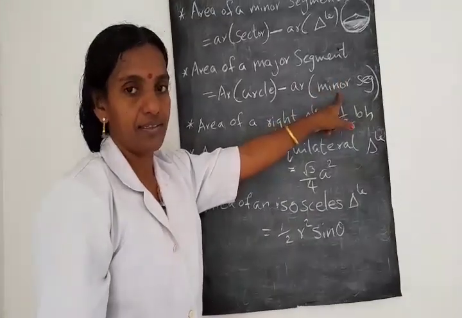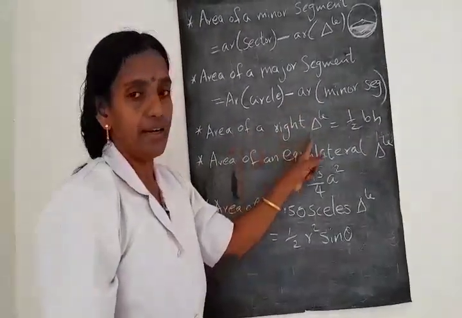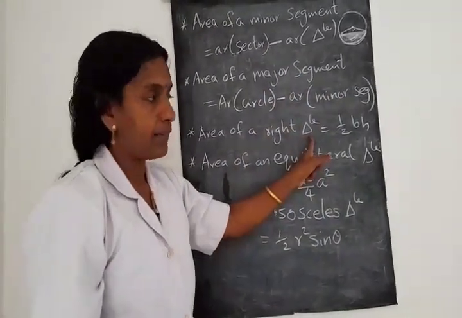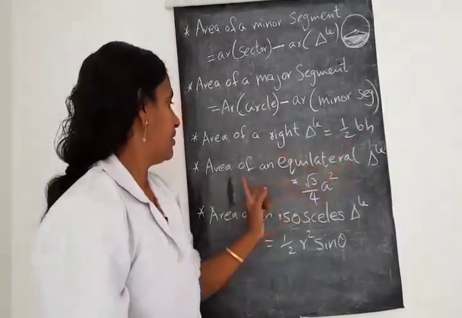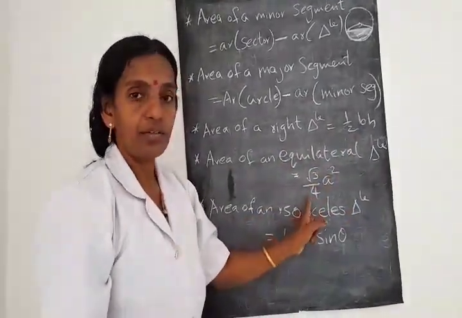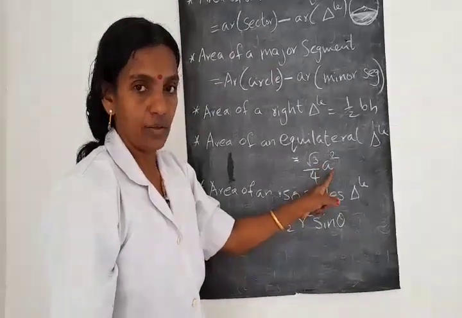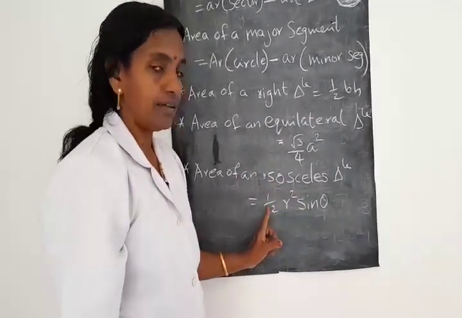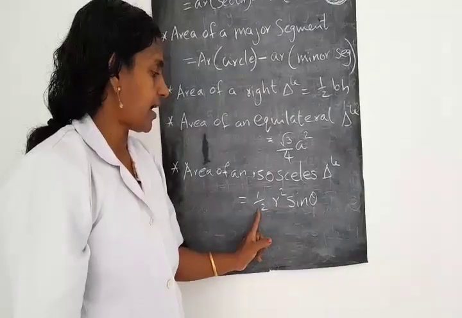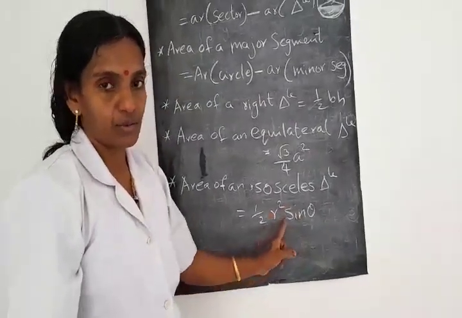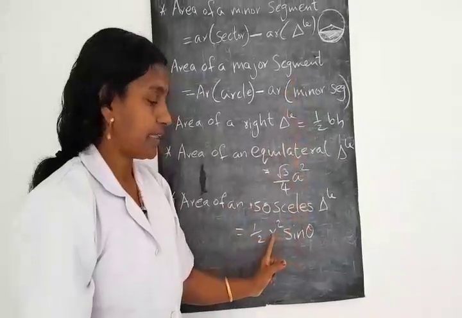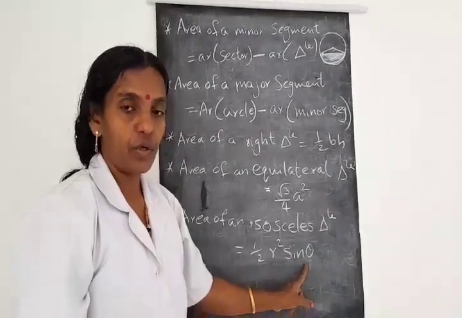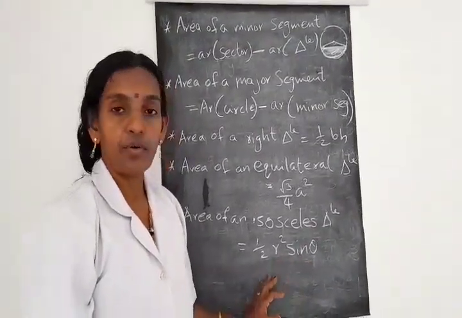Next, area of a right triangle. For finding the area of the segment, we need to subtract the triangle, no? For the area of the right triangle, we can apply the formula half b h, half into base into height. Area of an equilateral triangle is root 3 by 4 a square, where a means the side. Now area of an isosceles triangle, we can apply the formula using trigonometry: half r square sin theta. Here the two equal sides are radii. So half r square sin theta. All these formulas you need to learn by heart, then apply according to the situation.